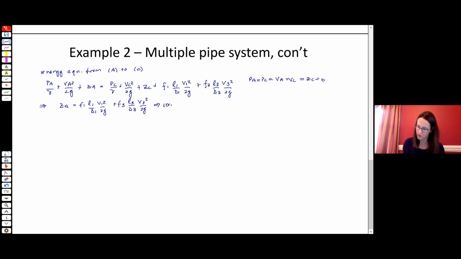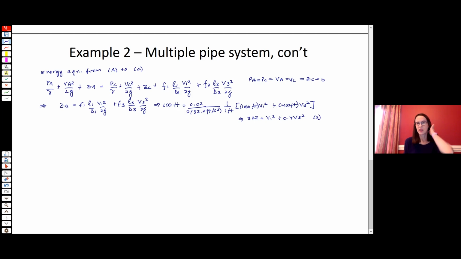Plugging in numbers, we get 100 feet equals 0.02, the given friction factor for pipe 1, over 2 times 32.2 feet per second squared, over 1 foot, times 1,000 feet times V1 squared plus 400 feet times V3 squared. This simplifies to 322 equals V1 squared plus 0.4 V3 squared, and we'll call this equation 2. So we've written the energy equation down from points A to C and simplified it as much as we can, by crossing out whatever is identically 0 and then plugging in the other values we have.